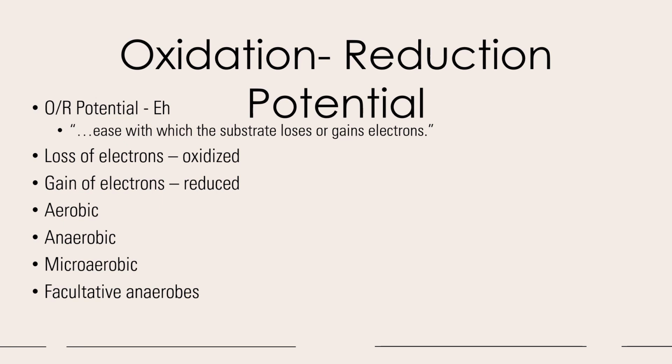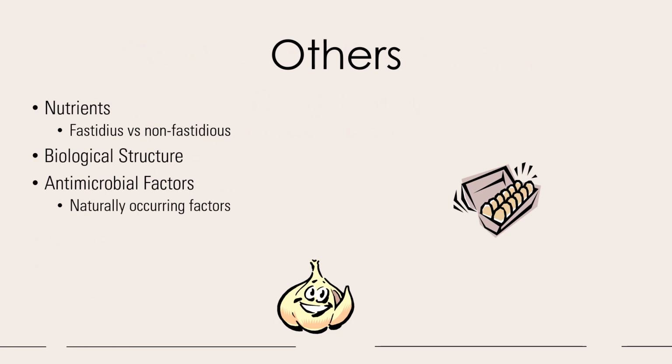Oxidation reduction potential, OR potential, it is also regarded as Eh. It is the ease with which the substrate loses or gains electrons. We all know that loss of electrons is known as oxidation and gain of electrons is reduction. Aerobic and anaerobic, microaerobic, facultative anaerobes. Others are nutrients, fastidious versus non-fastidious, biological structure, antimicrobial factors, naturally occurring factors.